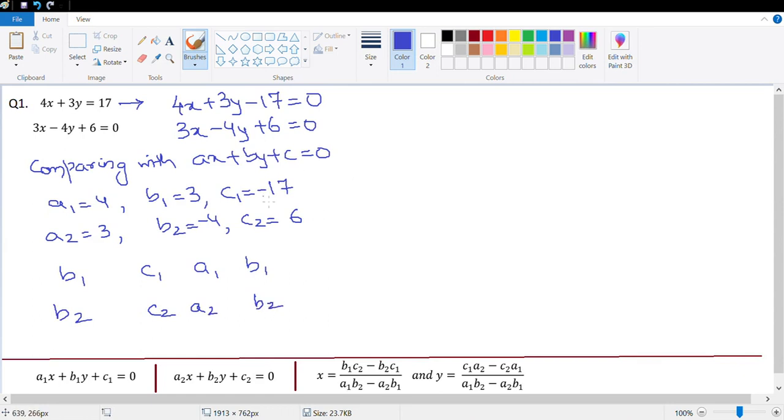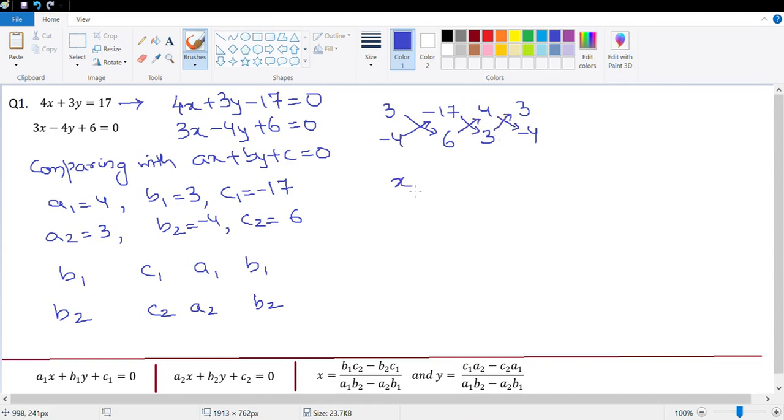Let's write it in this form. So B1, that's 3, C1, that's negative 17, A1, that's 4, and B1, that's 3. Similarly, B2, that's negative 4, C2, that's 6, A2, that's 3, and B2, that's negative 4. Now cross multiply. So 3 with 6, negative 4 with negative 17, negative 17 with 3, 6 with 4, 4 with negative 4, 3 with 3.